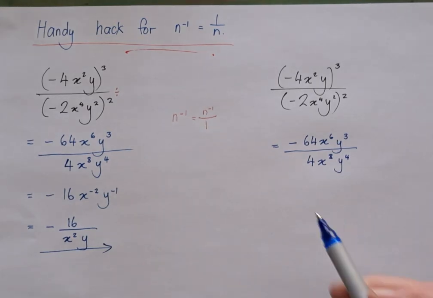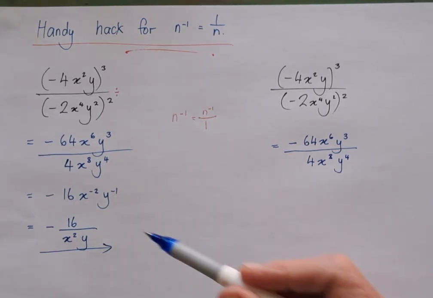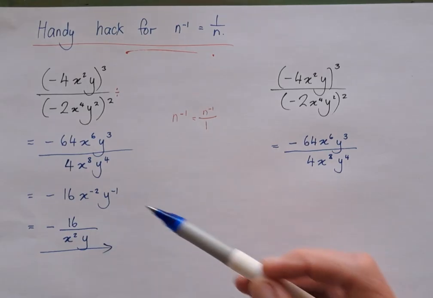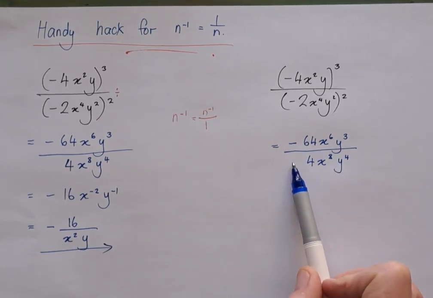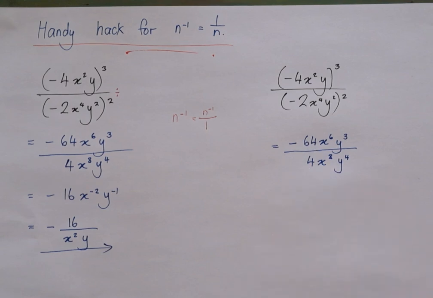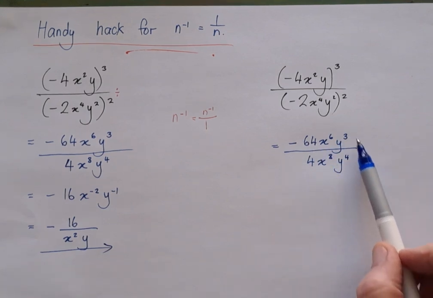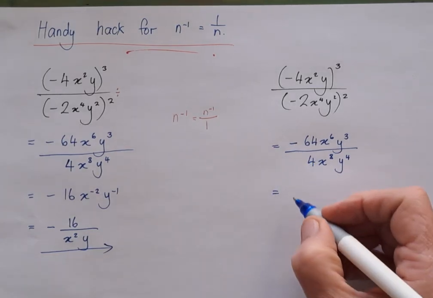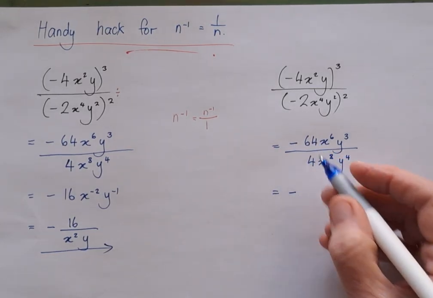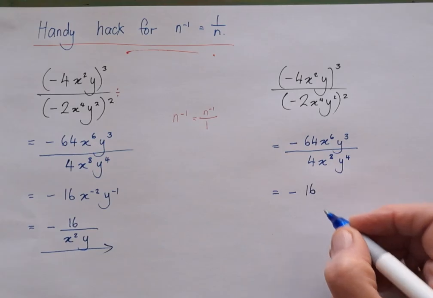All right, and it's at this point that you can make your life a lot easier, and we're actually going to miss out this step. First of all, we deal with the signs and we deal with the coefficients in the normal way. It's only when we get to this section that we're going to change our thinking a little bit. So negative divided by positive is negative. 4 goes into 64, 16 times.